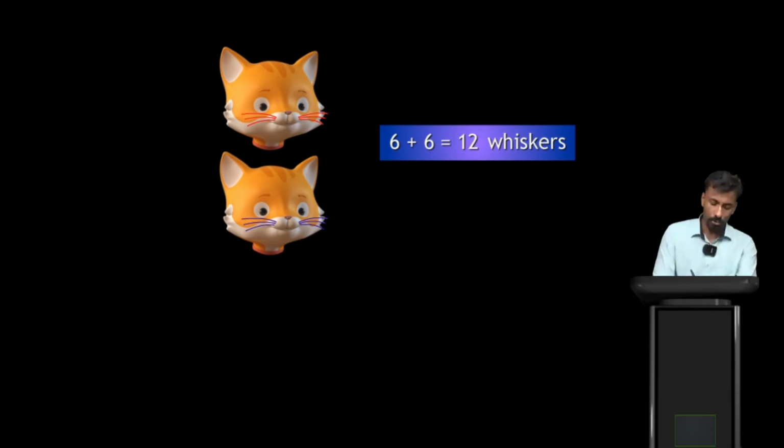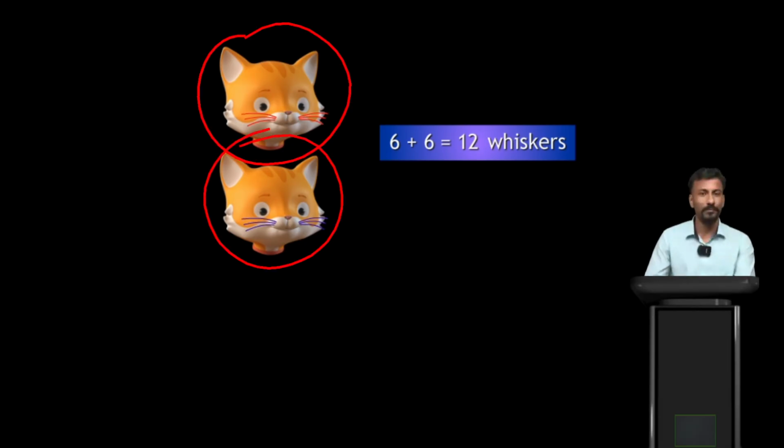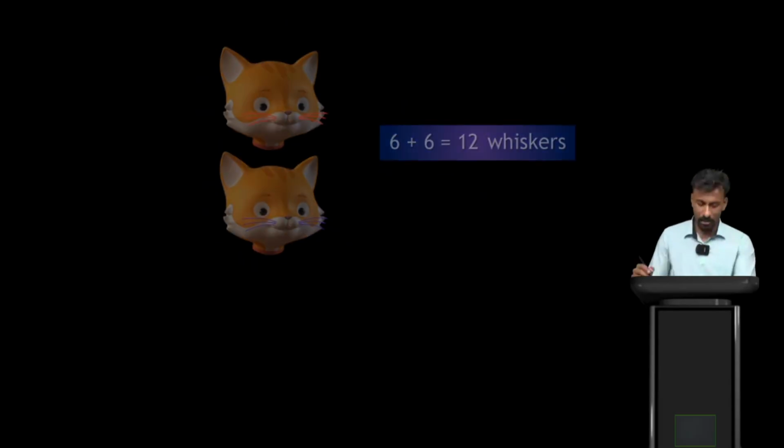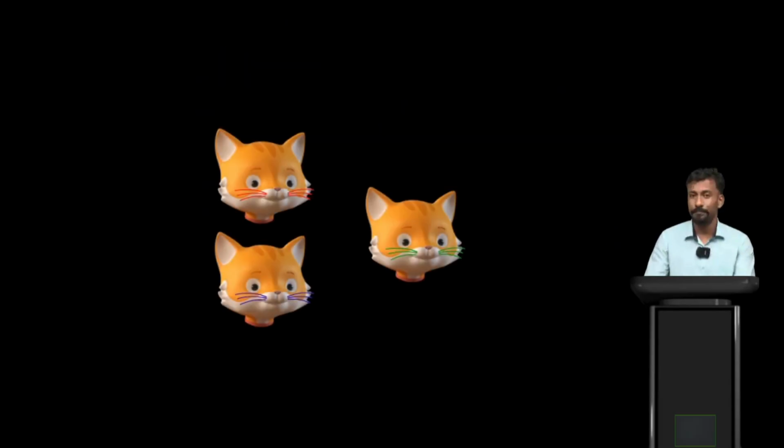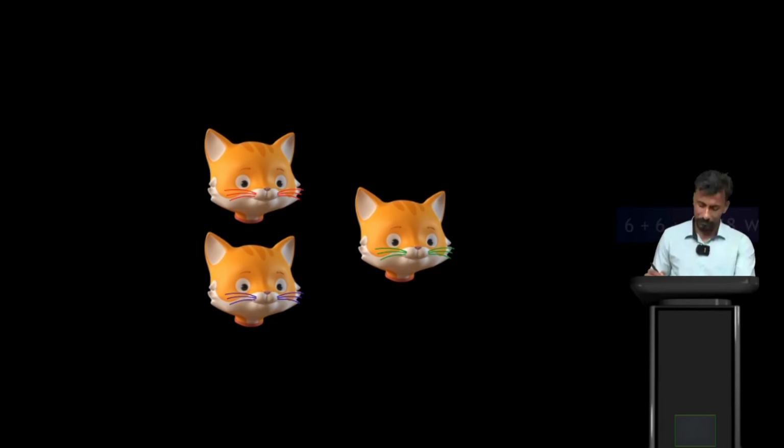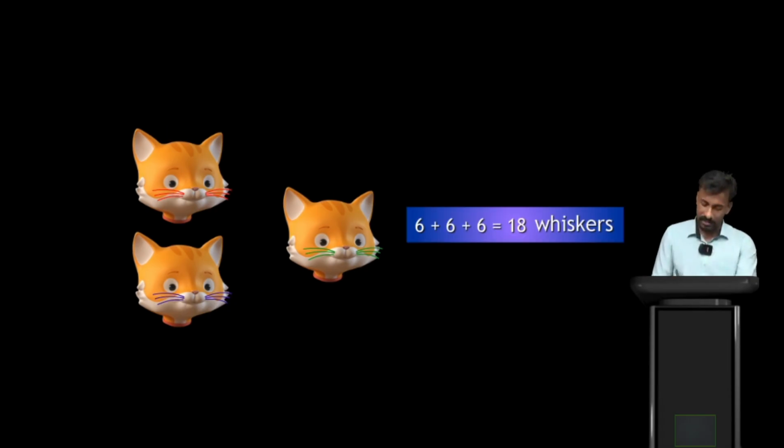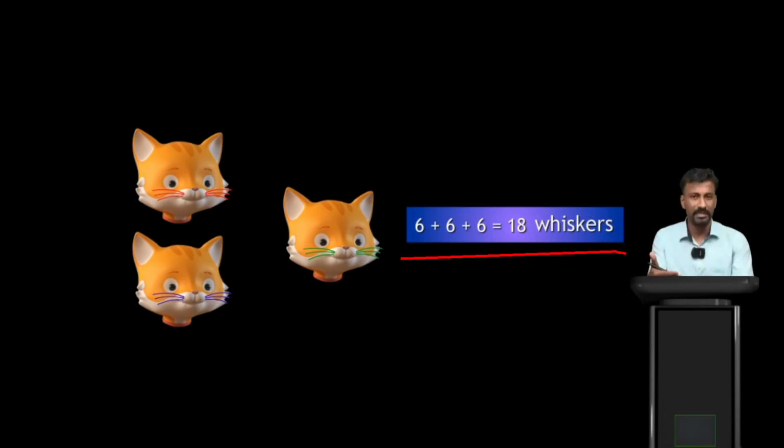Here, look, there are a total of 2 cats. One cat has 6 whiskers, then 2 cats have 6 plus 6 is equal to 12 whiskers. Understand? Very good. Now for 3 cats, how many whiskers will there be? 6 plus 6 plus 6. So, 6 plus 6 plus 6 is equal to 18 whiskers. That's easy. Fine. Next.